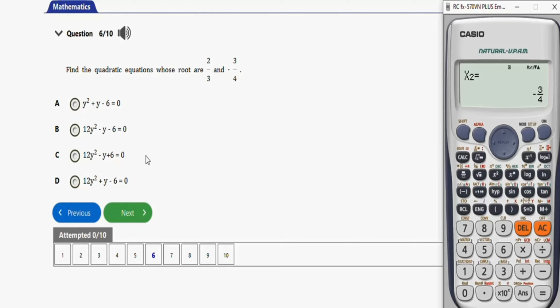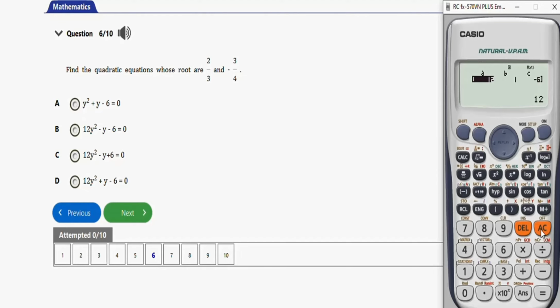Alright, so we have 2/3 and -3/4. So that's the right option to this question, option D. It was not option B. In option B we got 3/4 and -2/3. No, not correct. So this is the right option, option D. So guys, that's it for this question.